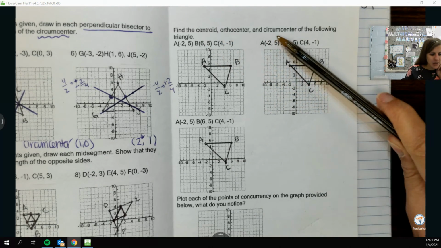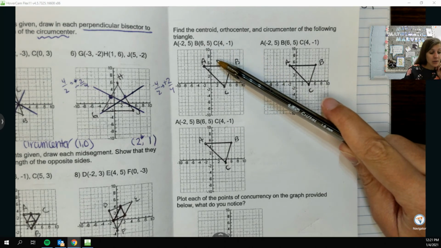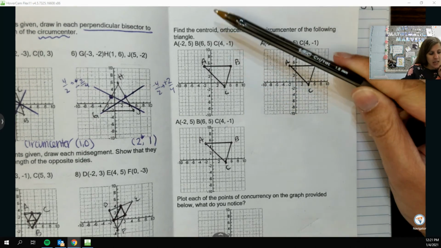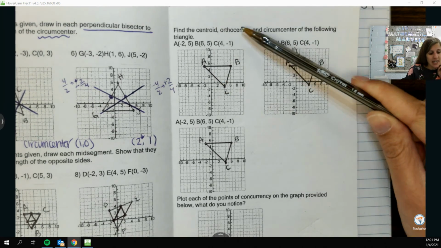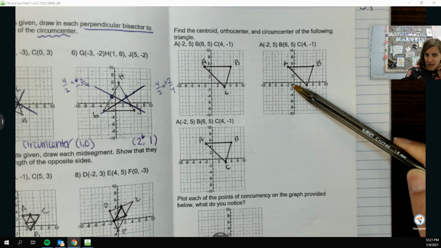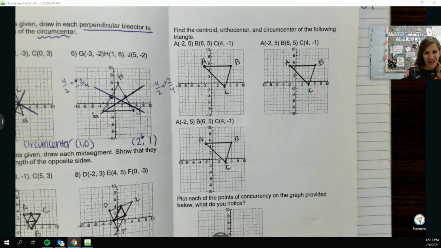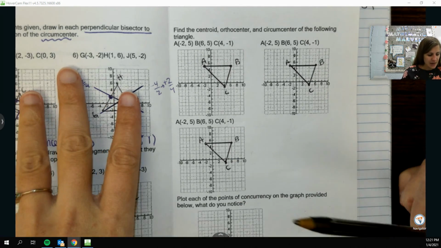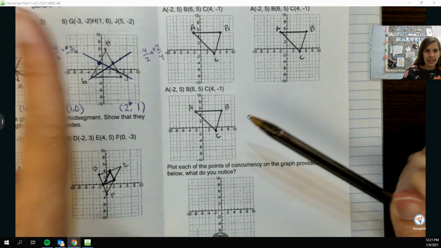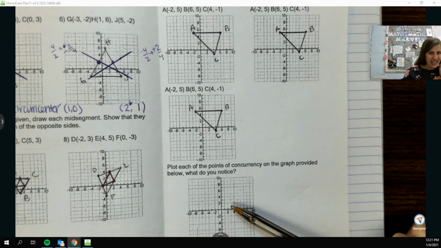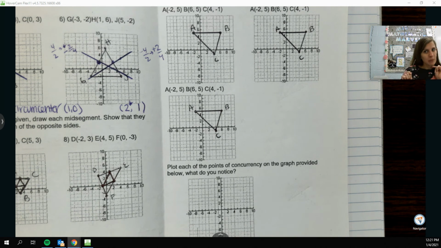Find the centroid, orthocenter, and circumcenter of the following triangle. So these 3 triangles are all the same. In the first one, you're going to want to find the centroid. In the second one, you're going to want to find the orthocenter. And then in the last one, you're going to want to find the circumcenter. And then a really interesting thing happens. If you take each of those points, the circumcenter, orthocenter, and centroid, and plot them down here individually, boop, boop, boop, so you'll have 3 points, something really neat happens. So we might have to do that together too.